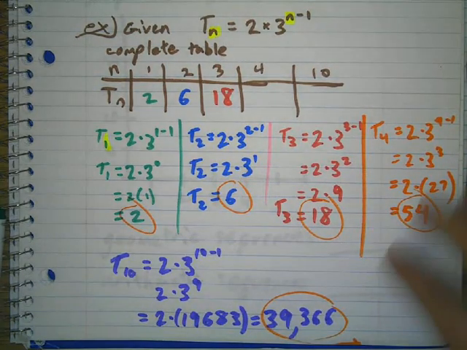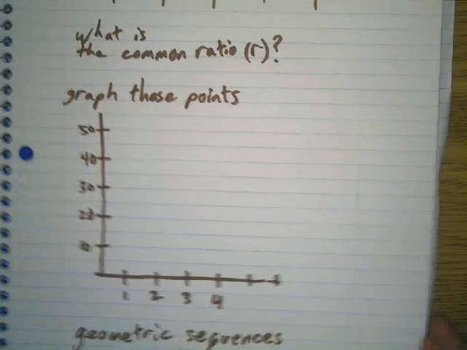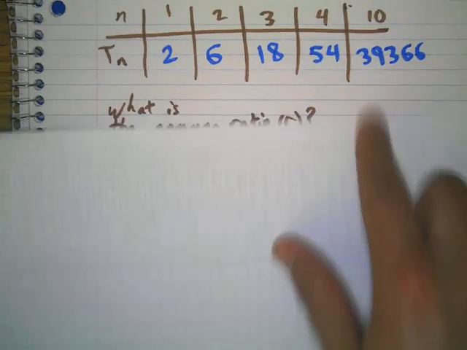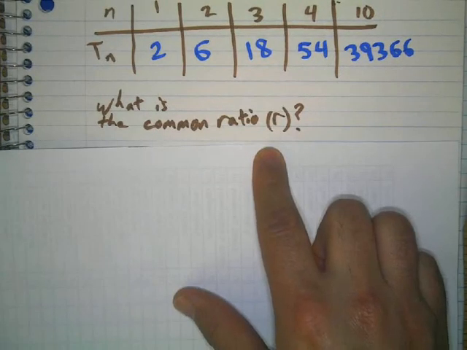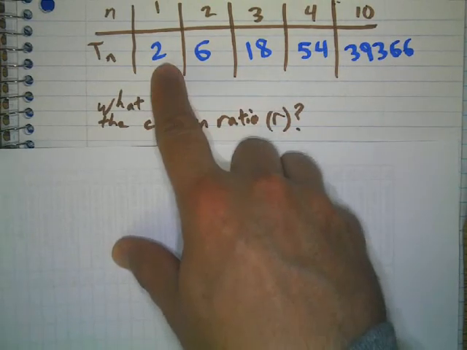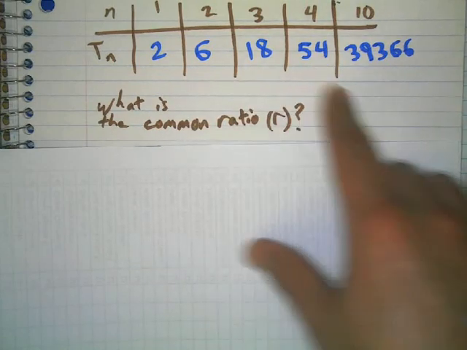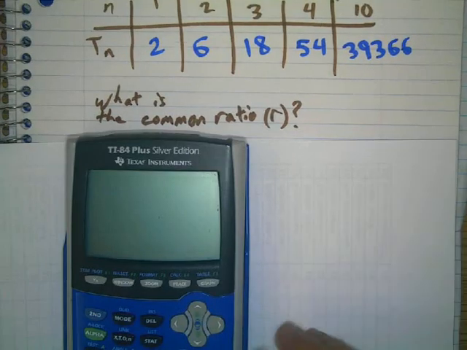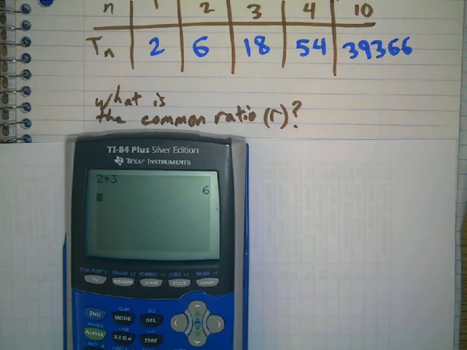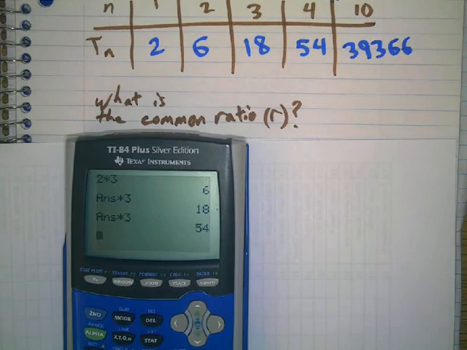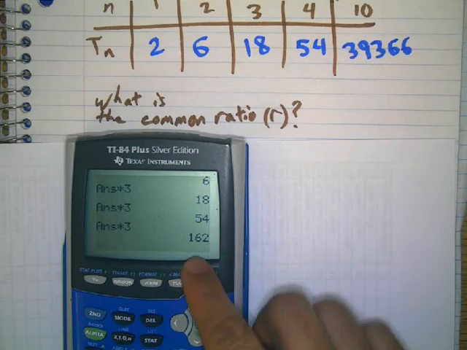Okay, so I'm going to take all of these values and we're going to do something with them. Here I've quickly copied them all down. Now, what is the common ratio r? We can see that from here to here, we multiplied by 3, times 3, times 3, times 3. Now let's just see this with a calculator. 2 times 3 gives me 6. That times 3 gives me 18. That times 3 gives me 54. That times 3 would give me 162.